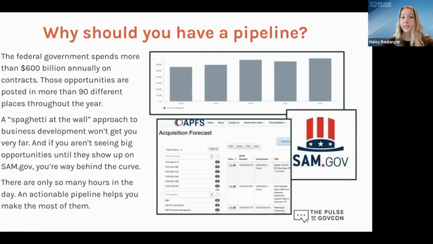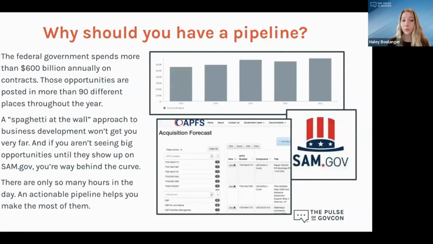They say they post them on SAM, but things come out in forecasts ahead of time. You hear things in the news. So if you're not seeing these big opportunities until they show up on SAM, you're behind the curve, and throwing spaghetti at the wall isn't going to be working for you. So if the government isn't organized, you're the one that needs to be organized and ahead of the game here.